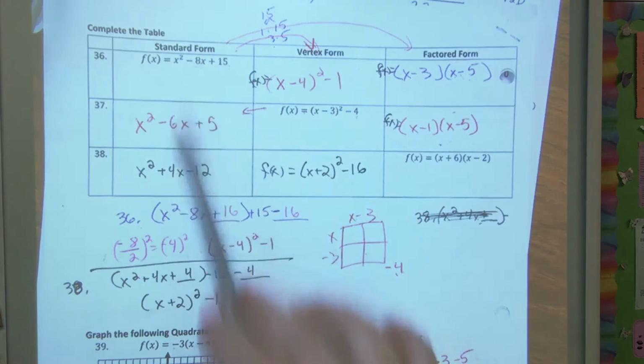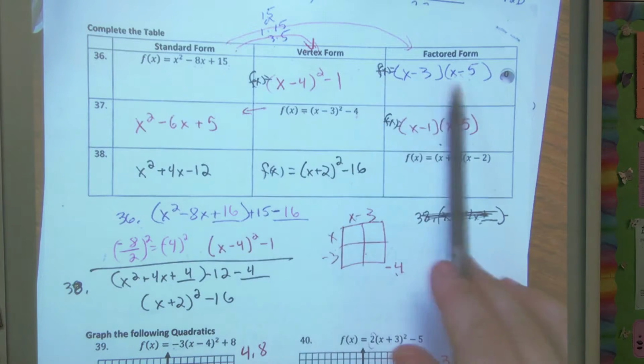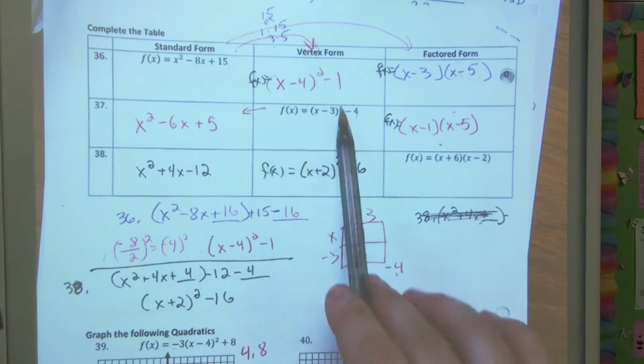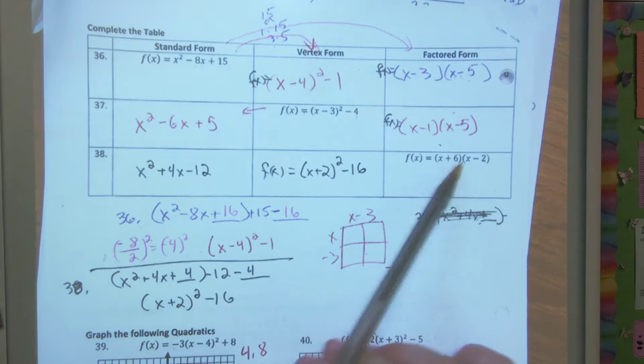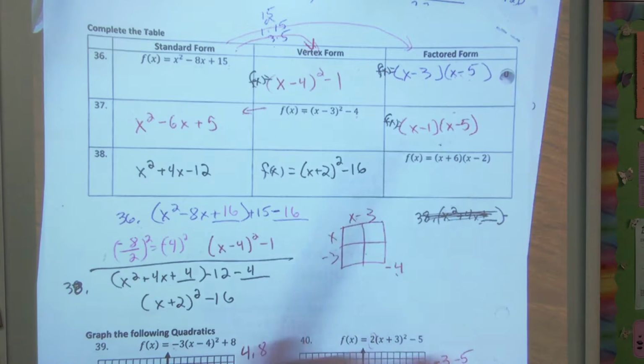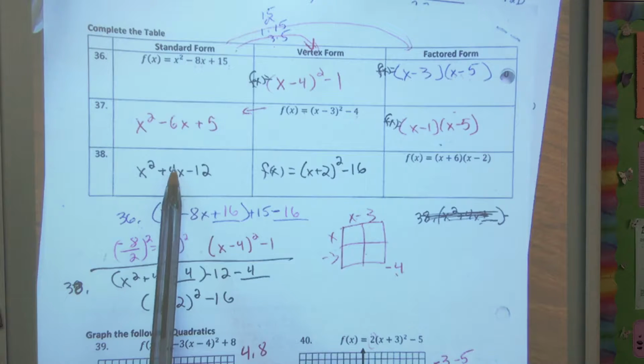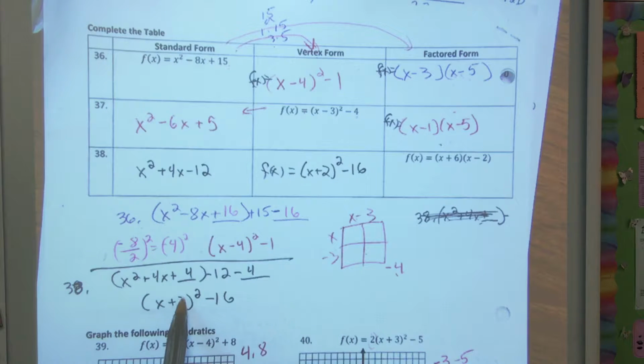So the key is to get everything into standard form, vertex, or factored, and then you can get the other form that you're missing. So same thing for number 38. In this case, I was given factored form. I multiplied it out to get standard form, completed the square to get vertex form. And I've already explained completing the square. So practice these a few times.